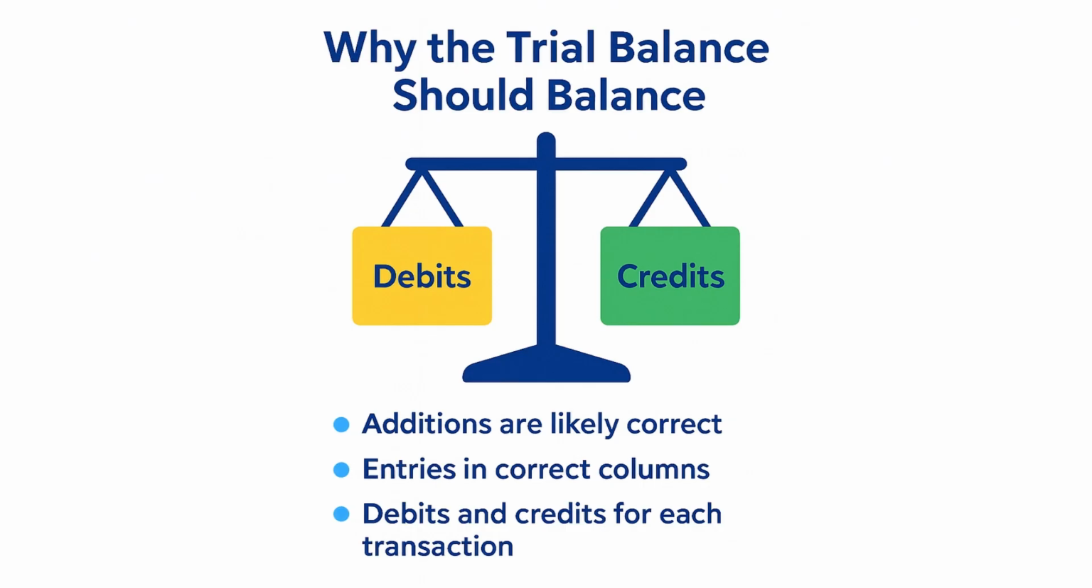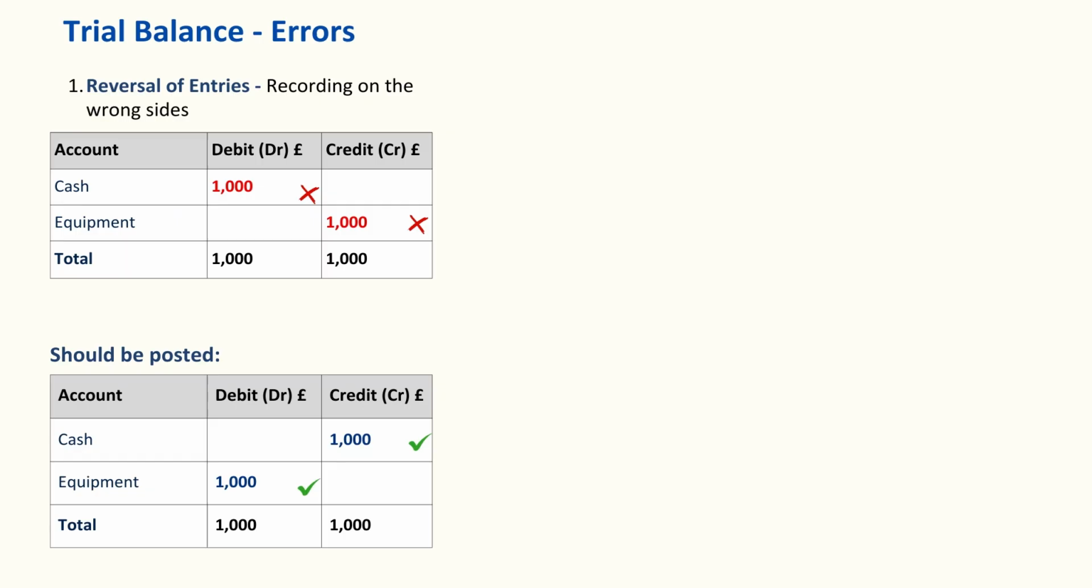Before we can correct mistakes, we first need to understand the different types of errors that can occur in accounting records. First type of error is reversal of entries. This happens when the correct accounts are used, but the debit and credit are swapped. For an example, we bought equipment for £1,000. Correct entry should be debit equipment £1,000 and credit cash £1,000. But the wrong entry was posted as debit cash £1,000 and credit equipment £1,000. The accounts are correct, cash and equipment, but the sides are reversed.